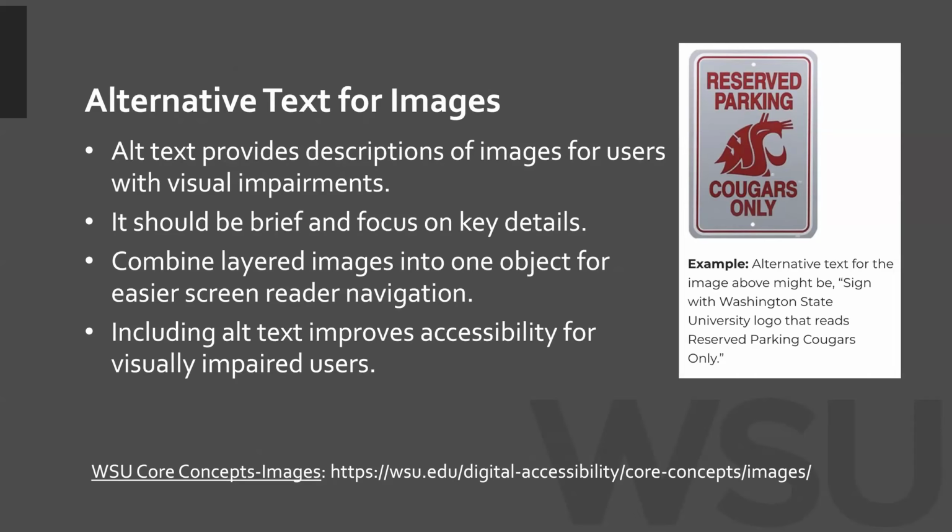So on the right side of this slide, I have a screenshot of a reserved parking sign. It's a gray sign that says reserved parking, Cougars only. And so an example of alternative text for this image might be something like sign with Washington State University logo that reads reserved parking, Cougars only. It's really important for images that have text on them to also state that text within the alternative text. So someone using a screen reader will have the same experience. They will not be able to read the text on an image unless it is specified within the alternative text.